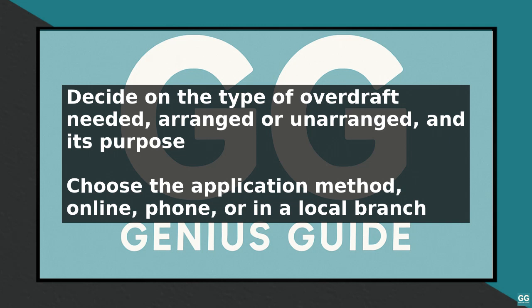To apply for an arranged overdraft, log into your TSB Bank online banking or mobile banking app and navigate to the overdraft application section. Fill in the required information, including the amount of overdraft you are applying for and the purpose of the overdraft. You can also apply by phone or in a local branch.